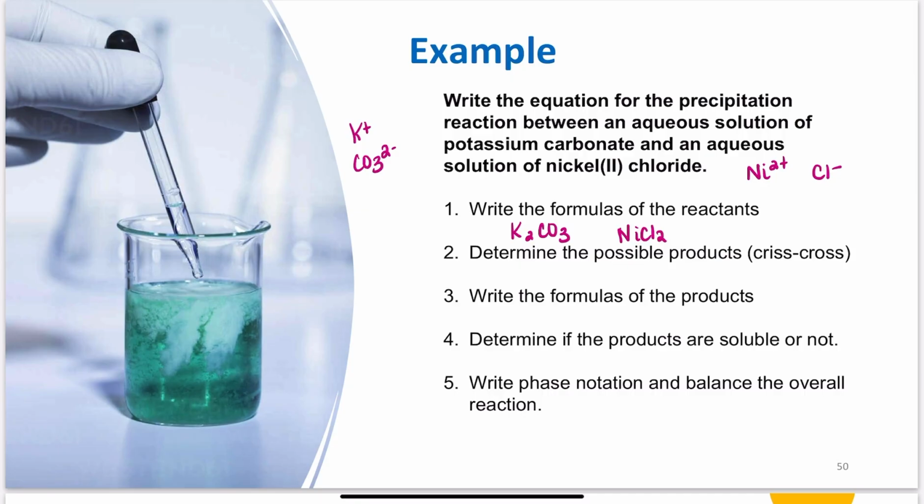Determine the possible products. Crisscross. Again, cation from one to anion from the other, cation from one to anion of the other. So I get NiCO3. Again, remember that Ni is a +2 charge and the carbonate's a -2 charge. So it's kind of like I'm taking these guys away, putting these two together, and then I'm putting these two together. And KCl. So determine the possible products and write the formulas of those products.